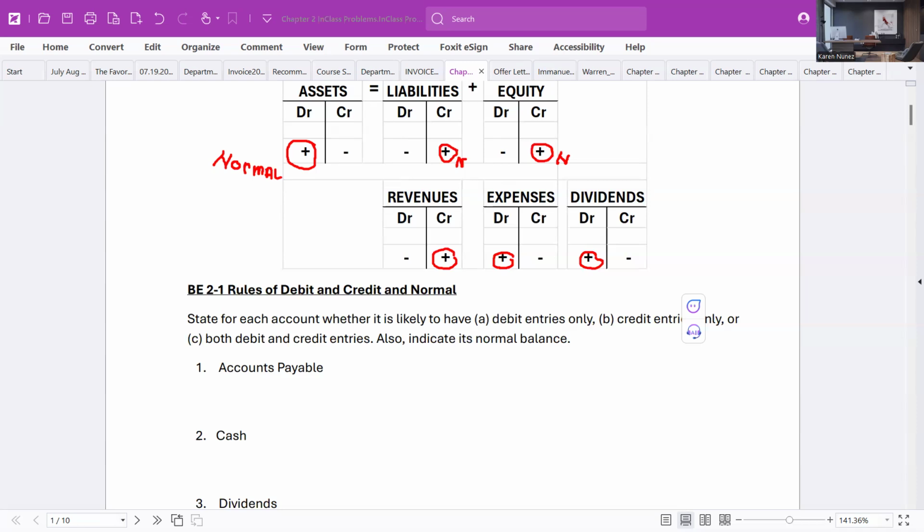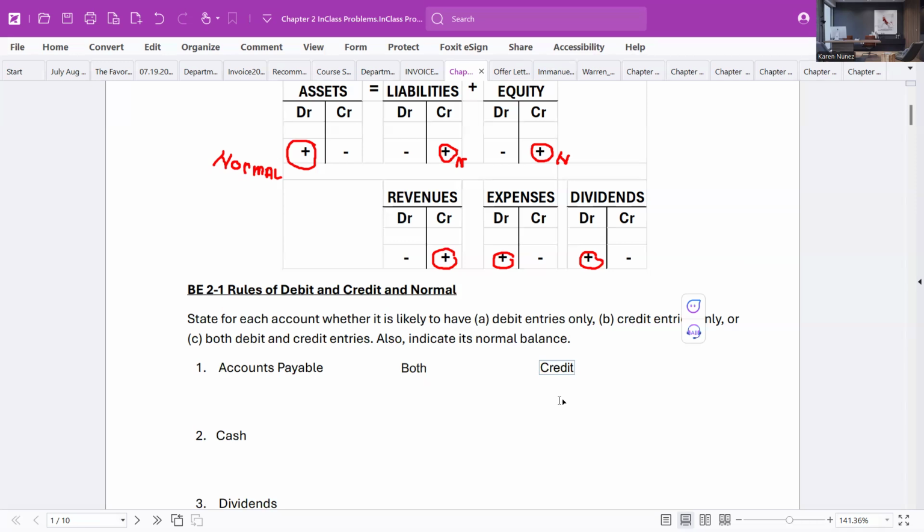So accounts payable is going to have both debit and credit entries because we'll be increasing and decreasing the accounts payable. That's what I meant to say. The accounts payable account will have both debit and credit entries. Now, normally though, it will have a credit balance. So what I'm doing here is I'm listing first whether it's going to have debit or credit or both, and then the normal balance I'm listing over here. The normal balance is a credit.